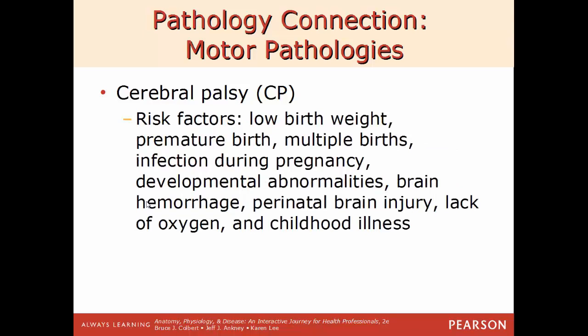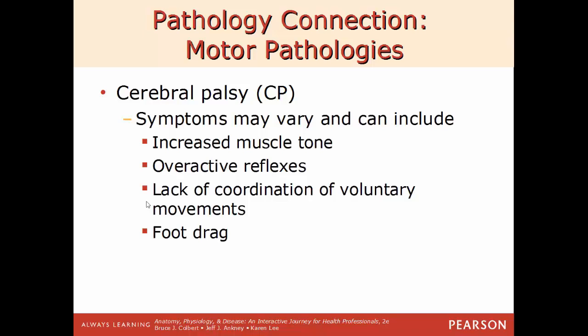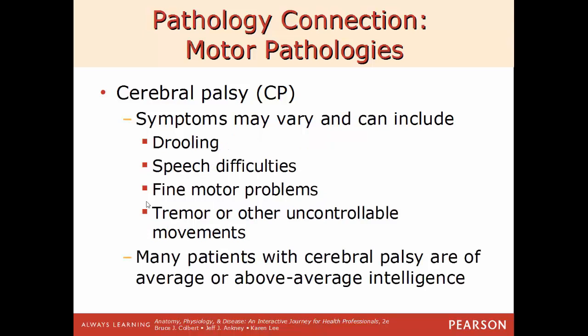Some risk factors of cerebral palsy: low birth weight, premature birth, or having multiple births, an infection during pregnancy, developmental abnormalities, brain hemorrhaging, prenatal brain injury, lack of oxygen, childhood illness. Symptoms of CP can vary. It can include increased muscle tone, overactive reflexes, a lack of coordination of voluntary movements, and foot dragging. Other symptoms can include drooling or speech difficulties, fine motor problems, tremors, and other uncontrollable movements.